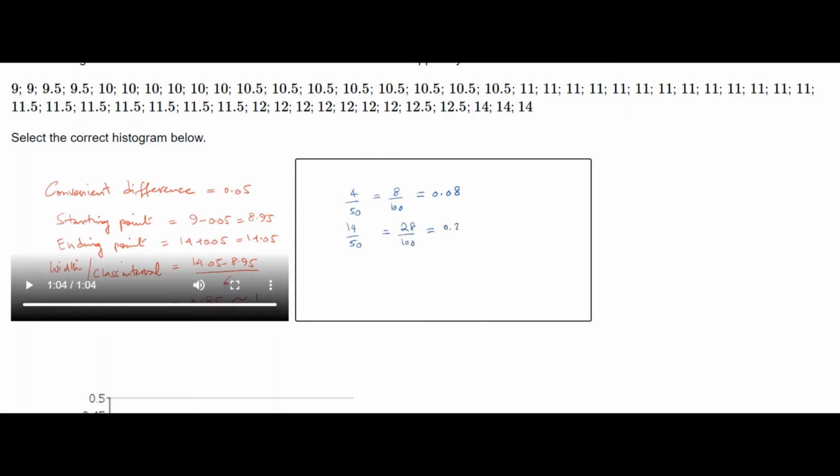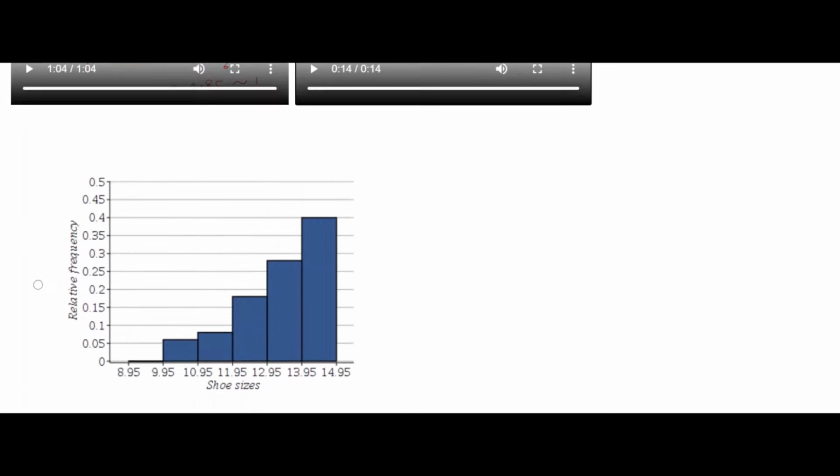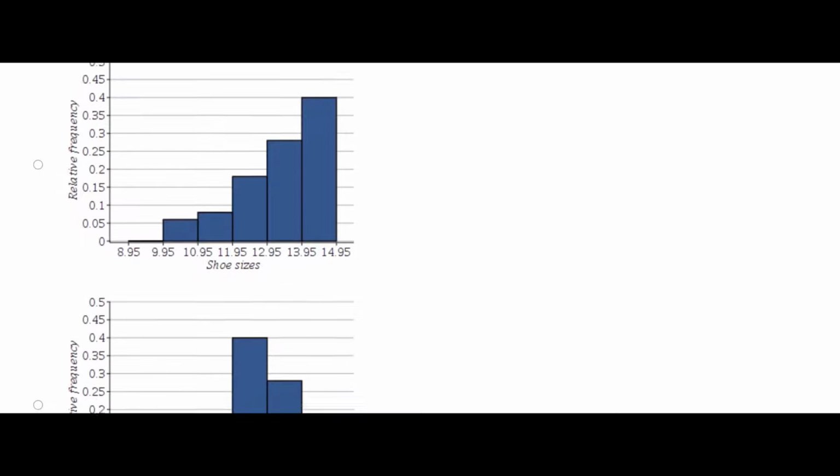Similarly, if there are 14 numbers in an interval, then the height should be 14 over 50, which is the relative frequency, which is 28 over 100 or 0.28. Okay, so in the first interval there are 4 elements, and so the height of the interval must be 0.08. And obviously the first option is not the option, because the height of the first interval is not 0.08.